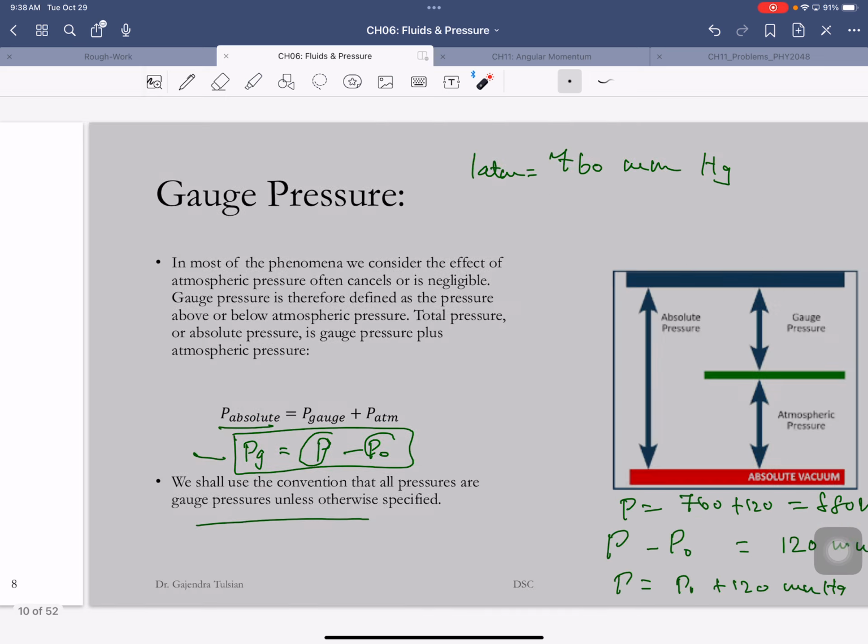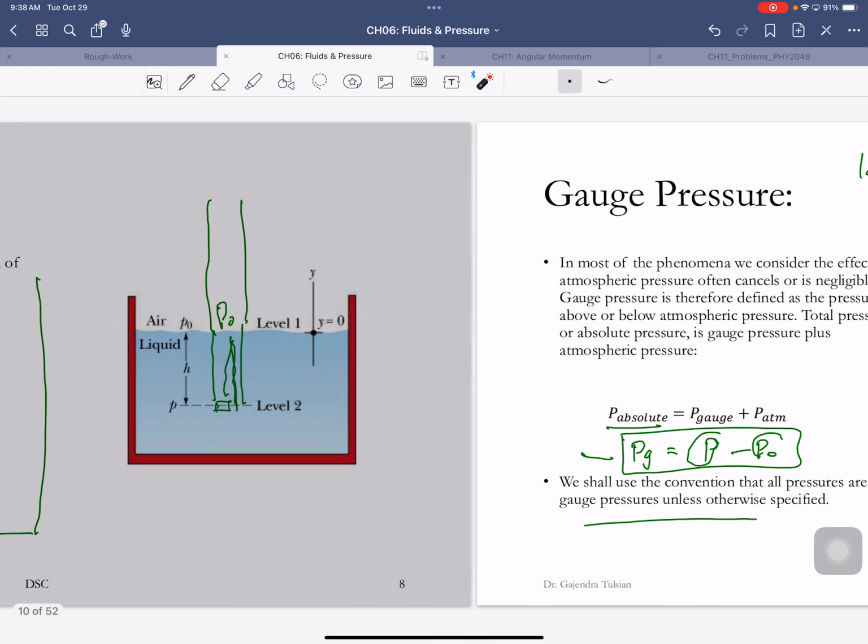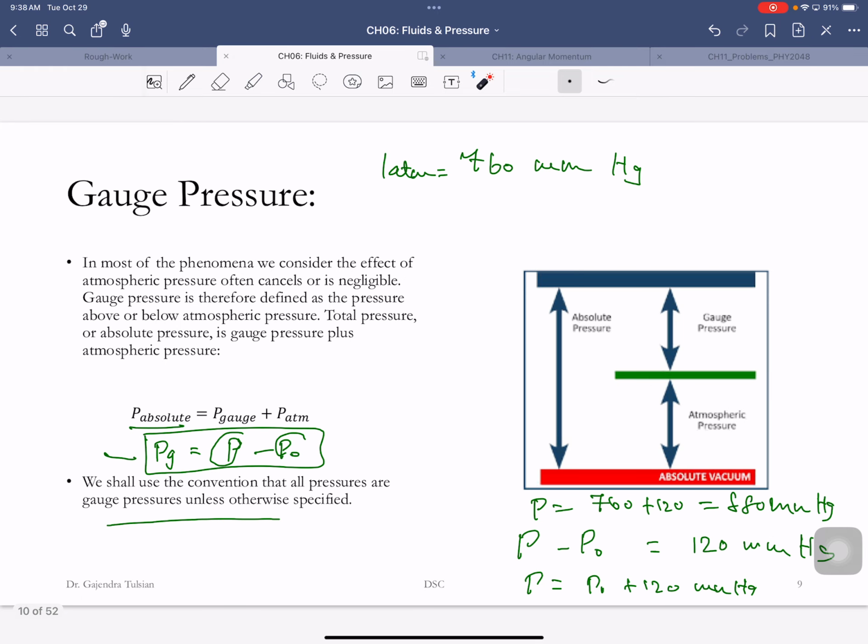All right, so that is the absolute pressure at that point. Oftentimes, you do not measure the absolute pressure. When you use a gauge to measure pressure, what you're measuring is gauge pressure. It's named that way because that's what most pressure gauges measure. It's the absolute pressure minus atmospheric pressure.